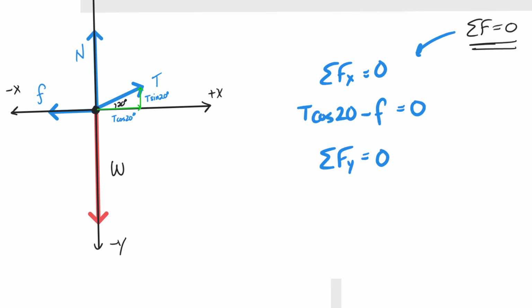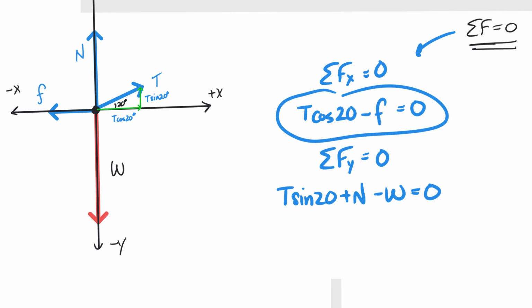Now I see 3 things in the y direction. T sine 20 is upwards, normal force is upwards, and weight is downwards. Do you guys see that okay? Newton's laws generate these 2 relationships. You can then go in and put numbers in and try and figure them out. But Newton's laws kind of end there.